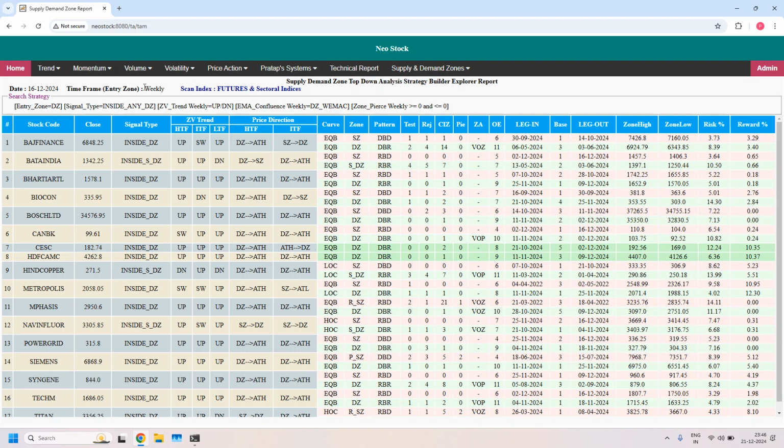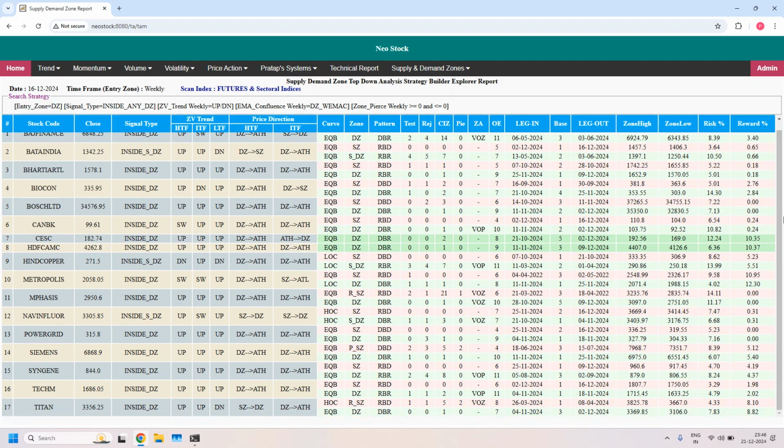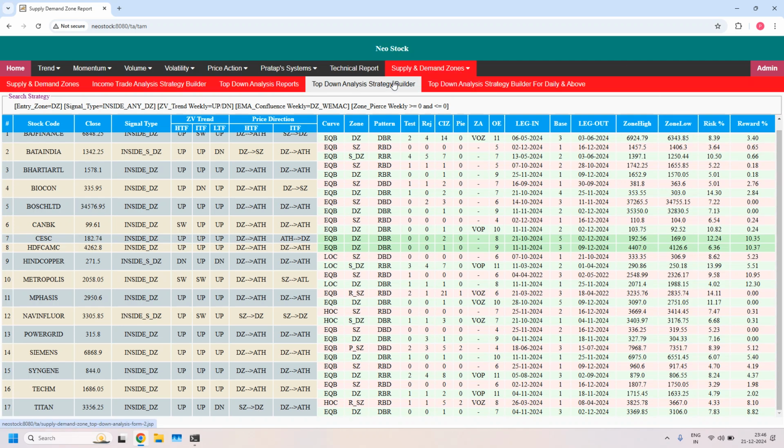See, whichever time frame you have selected, that time frame trend should always be treated as LTF trend. You should not forget that point. Okay, I am scrolling the list down. So total 17 stocks are filtered. Currently price closed in these weekly demand zones, and also these demand zones are having weekly EMA confluence. Okay, next weekly time frame.